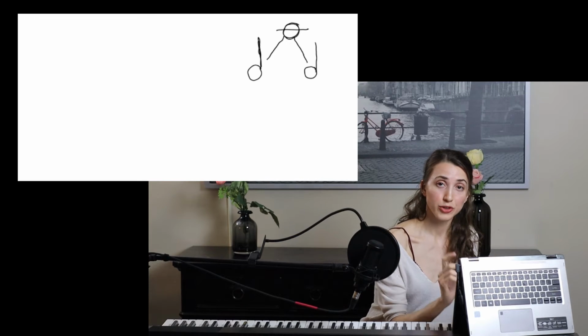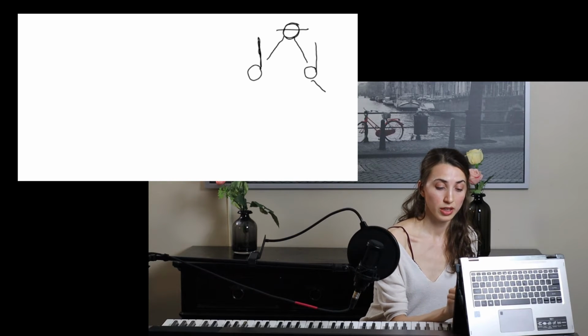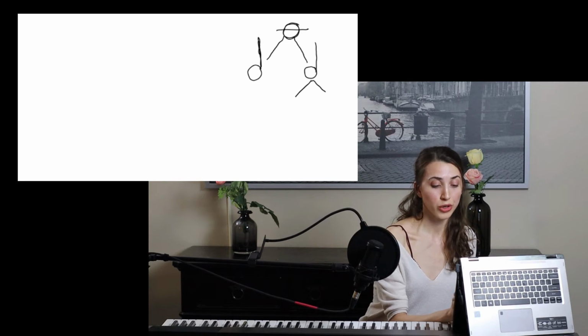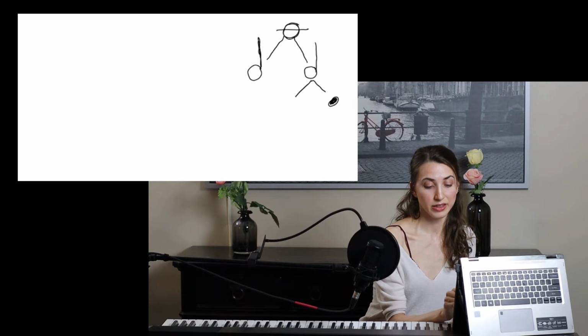Now we're going to split the 2 even more into something we call a quarter note, and it's kind of solid. You can see that it's colored. We color it. It has to be black.